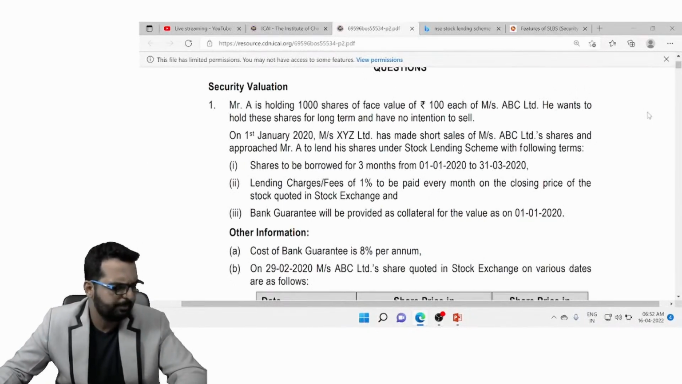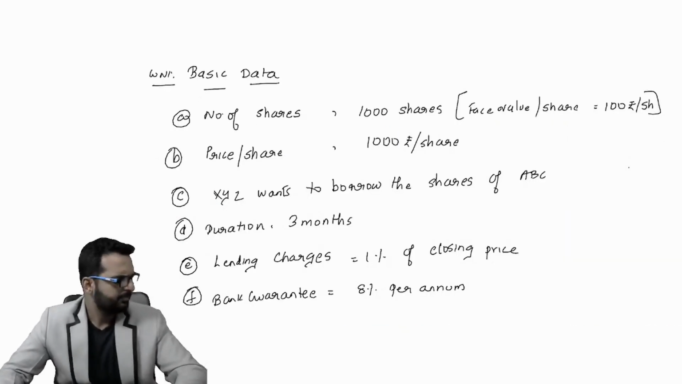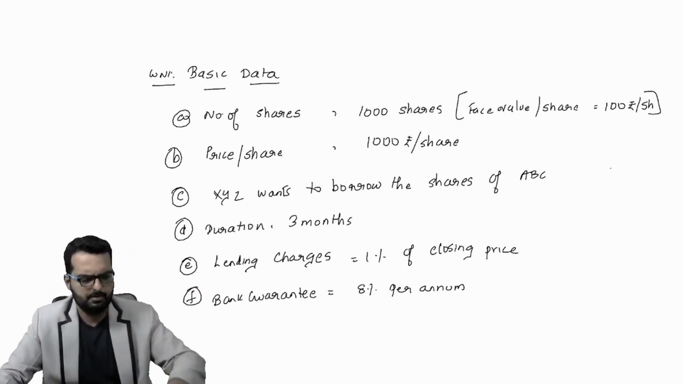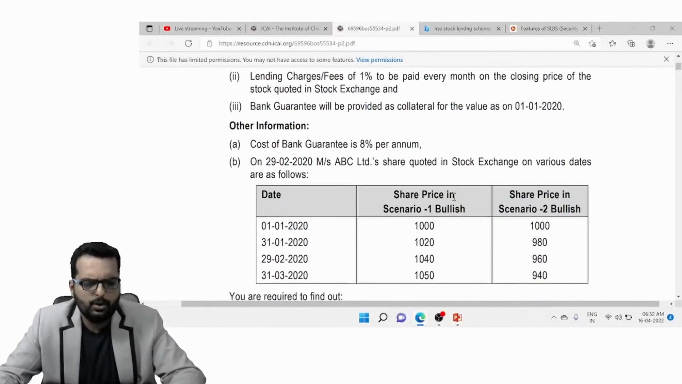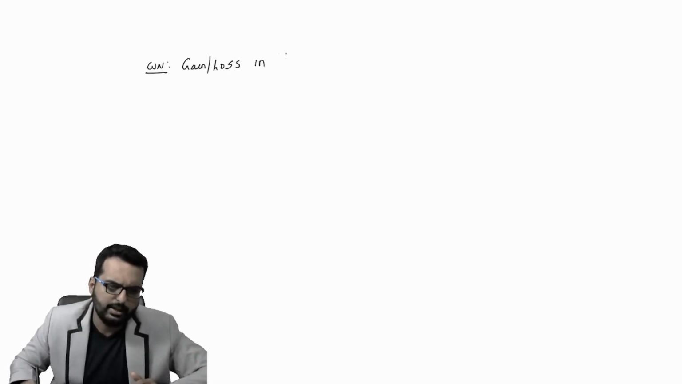Is everybody clear so far? Arvind, you need a minute more. Please write down. All right. I believe you are done writing this. Now, look at the scenario. All right. On 1st January, the price is 1000. Then the price becomes 1020, 1040, 1050. In this scenario, let us see what is the outcome. So I'll write down now over here the next working note. Gain or loss in bullish market.